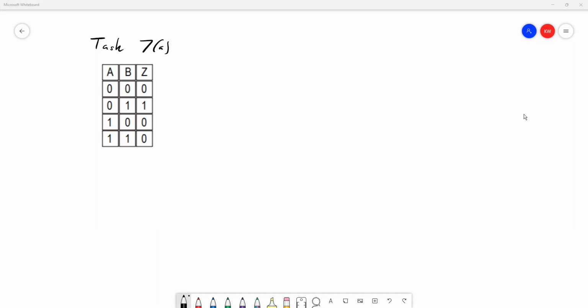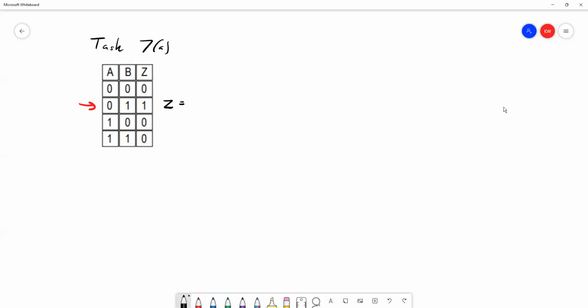our final output. The procedure we use to create the logic circuit from this table is to first of all identify all the rows in the table which have a 1 in the Z column. In this case, only this row here. We then write a Boolean expression for Z. So Z is equal to, in terms of A and B.